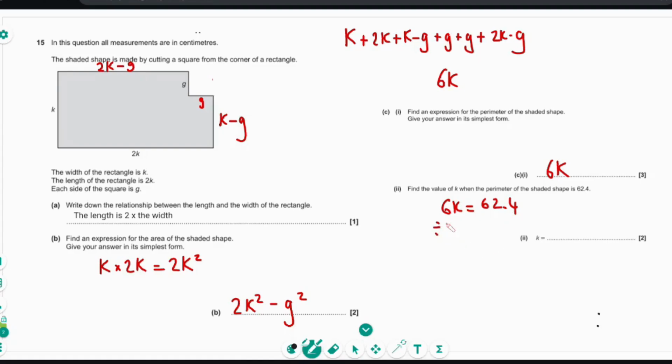So 6k divided by 6 is 1k, 62.4 divided by 6 is 10.4. K is 10.4.